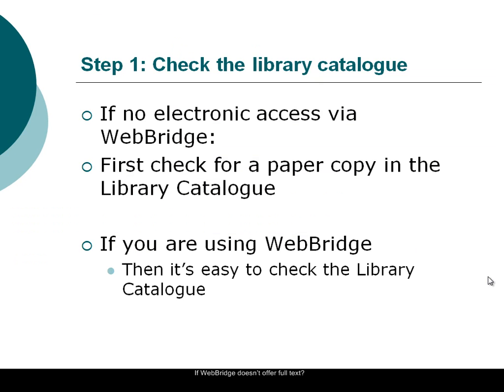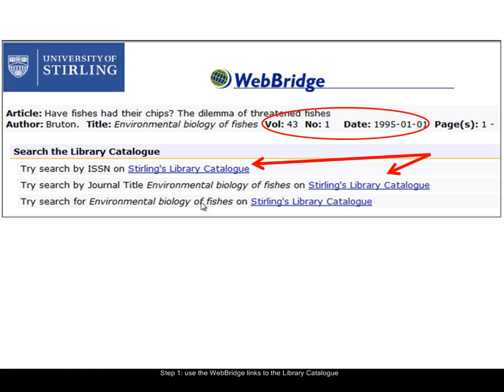If there's no electronic access via WebBridge, the first step is to check for a paper copy in the library catalogue. For example, we have an article here in the journal Environmental Biology of Fishes. We see the volume numbers and the date is 1995. WebBridge has not presented any Find Full Text option. Instead, there are Search the Library Catalogue options with a number of links to try.